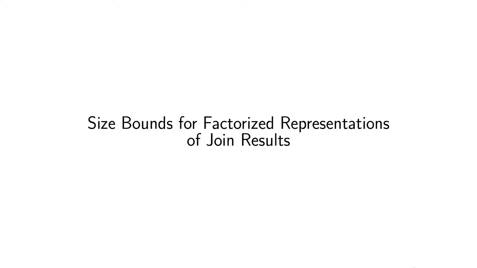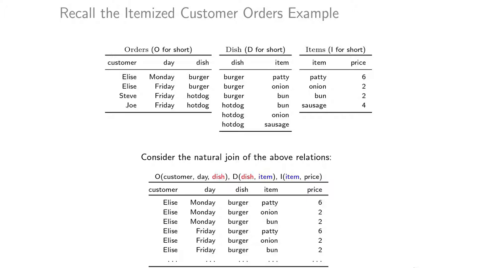Our itemized customer order example. So we have the orders, dishes, and items. We join them. We already looked at this join. We realize there is a lot of redundancy in there. Let's actually get rid of this redundancy. How can we do that?